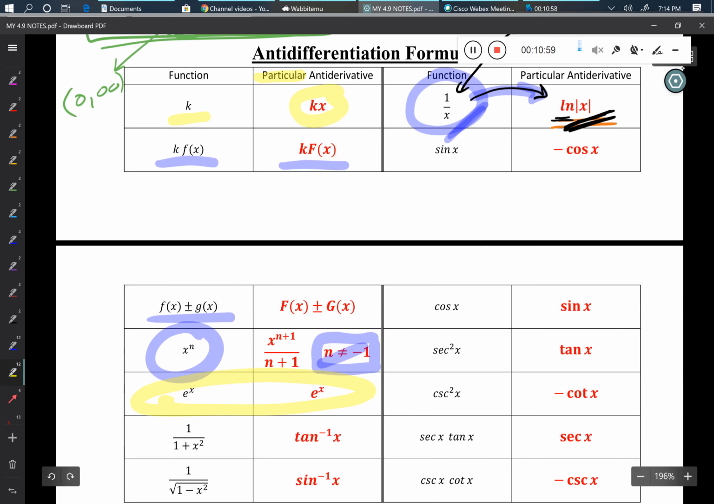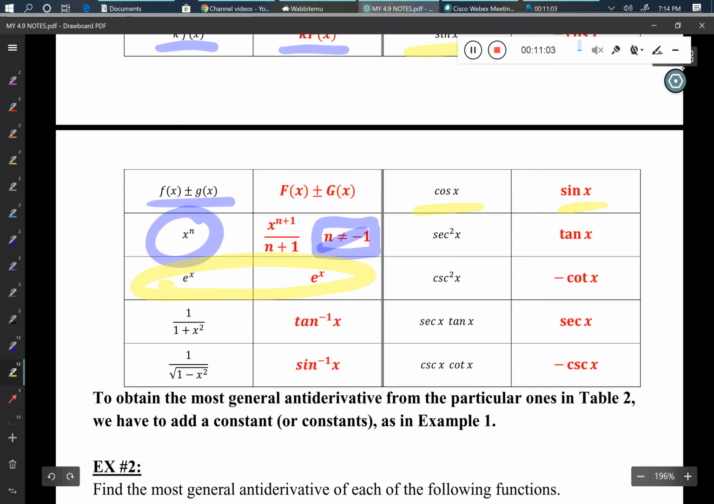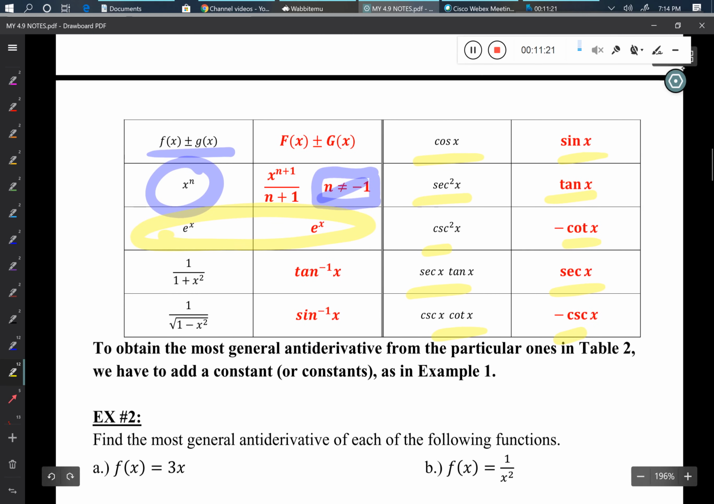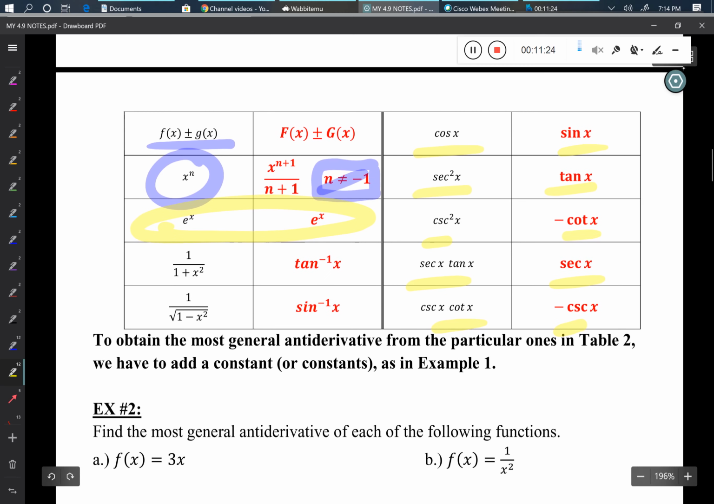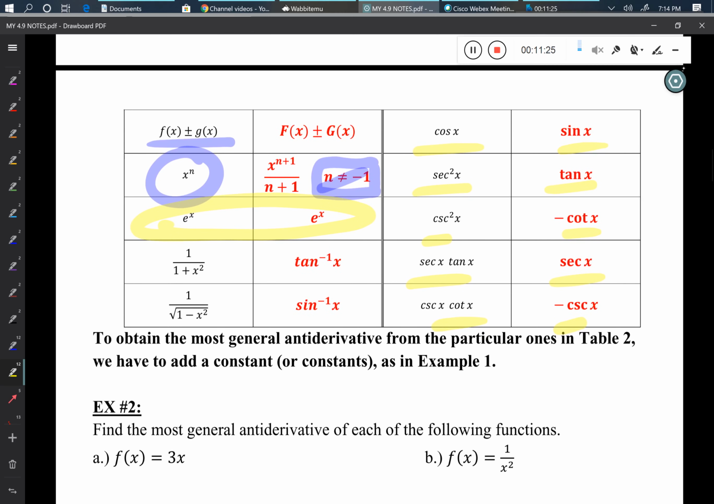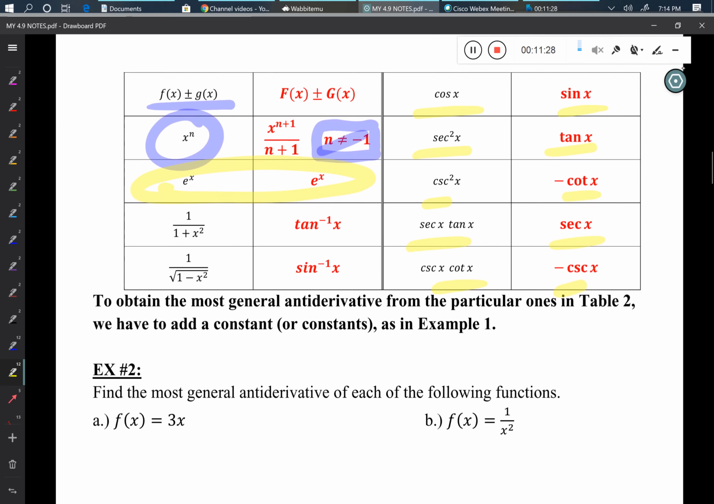This next one here, we have the antiderivative of sine is negative cosine. The antiderivative of cosine is sine. The antiderivative of secant squared is tangent. Cosecant squared, negative cotangent. Secant tangent, secant. Cosecant cotangent, negative cosecant. These are all just the trig rules written backwards. We memorized all the trig rules, so guess what we're going to do? We're going to memorize them all backwards. Okay? And if you want to turn any of these particulars into a general, all you have to do is add a plus c on the end.